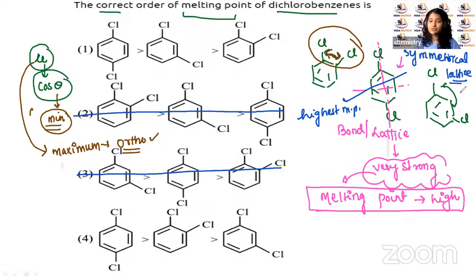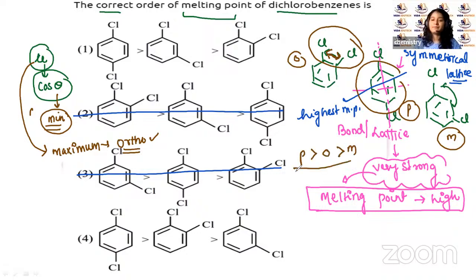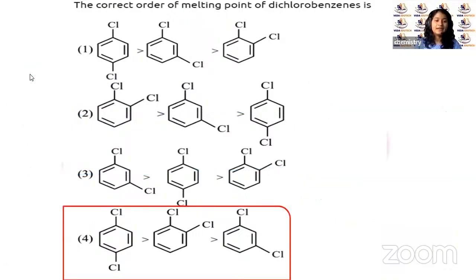As compared to ortho, meta is going to be lesser. So can I say that the highest is para, the least is going to be meta? So definitely the second one is ortho. So can I say it's para greater than ortho greater than meta, right? So that is in option number 4. Option number 4 is going to be your correct answer, right?